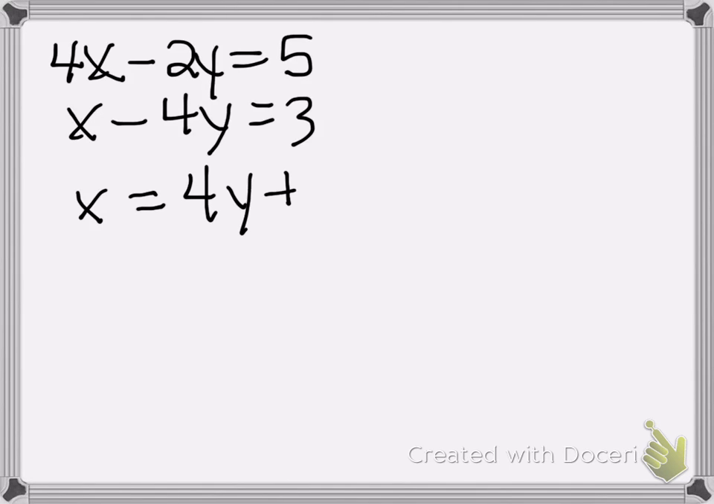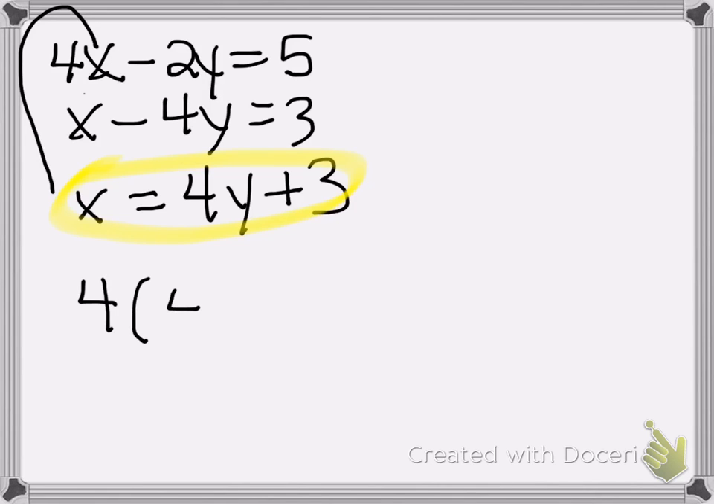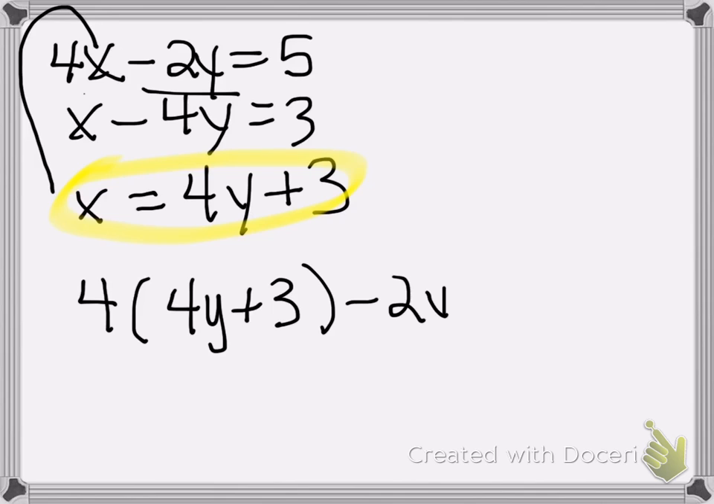All right, so now you're going to take the equation that you solved for x or y, whichever the case may be, which happens to be x in this case, and you're going to go to the other equation and plug it in everywhere you see an x. So 4, and not x, but what is x equal to? It's equal to 4y plus 3. And then you finish out the equation: minus 2y equals 5. Again, we're going to find where these two lines meet.